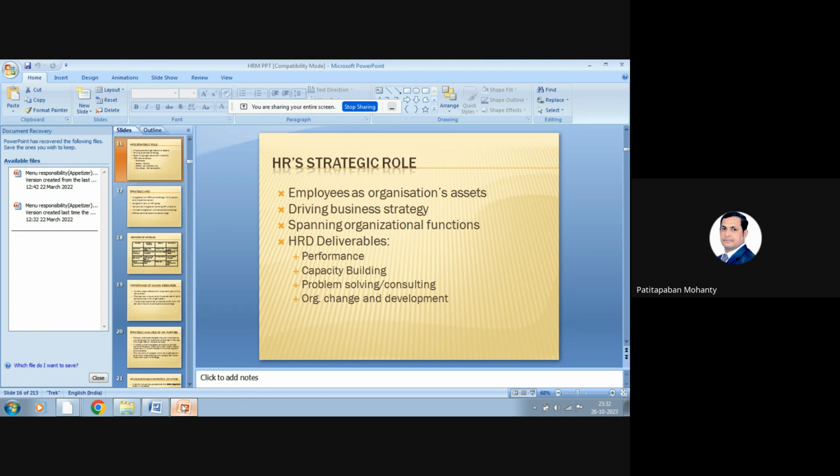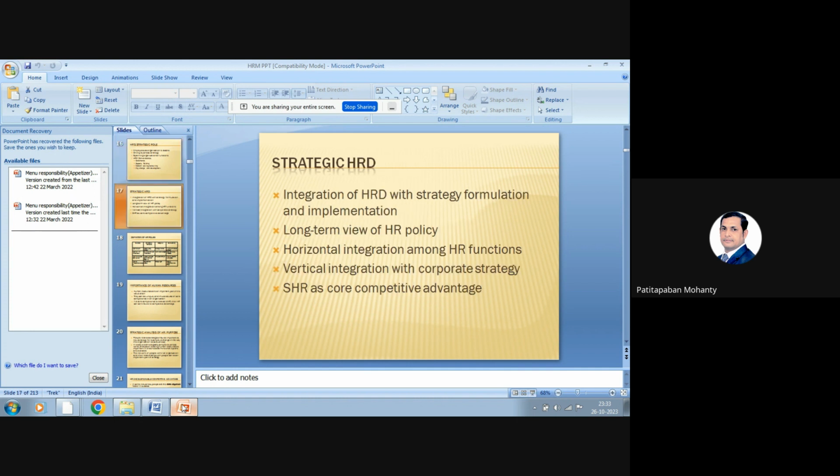Capacity building is in terms of skill development, which is required, because knowledge should be gained, knowledge should be enhanced. And problem solving or consultation is one of the important aspects of any human resource function. So consultation or outsourcing is also required. Then the organizational change and development. So these are the few deliverables that human resource development is always keen on performing.